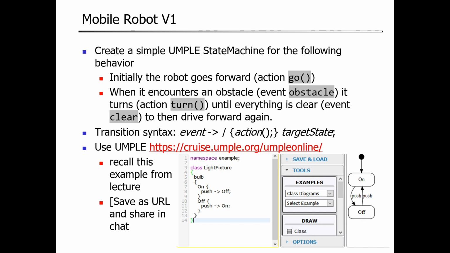So yeah, maybe I'll give you some minutes to think about this. I mean, there'll only be 2 transitions, right? One of the transitions will have as the event clear, the other one will have as the event obstacle, and then the one that has obstacle will have as the action turn, and the one that has clear will have as the action go.